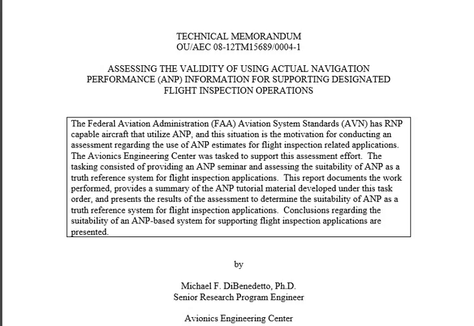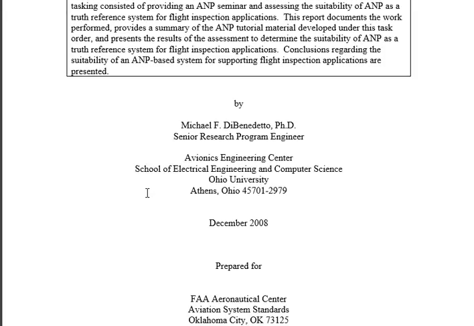Planate Veritas. So this document we're looking at here is from the FAA, the Federal Aviation Administration, and with NASA, they control the skies as well. It's a research paper, a technical memorandum titled assessing the validity of using actual navigation performance information for supporting designated flight inspection operations. So what does this have to do with the flat Earth? Well, I'm going to show you.